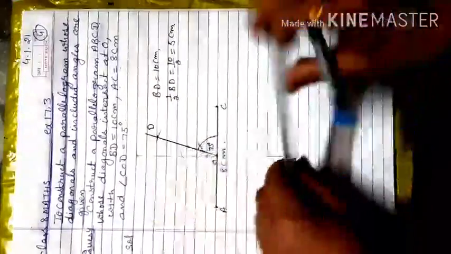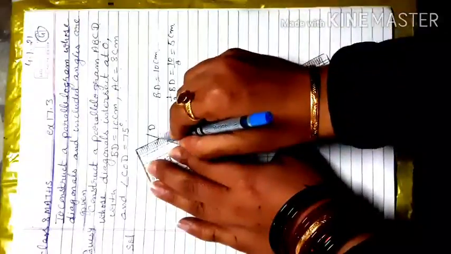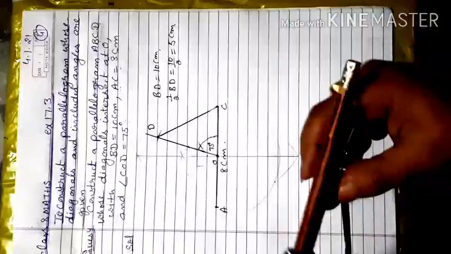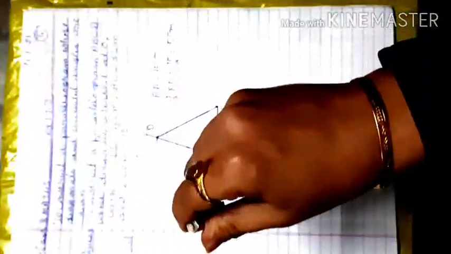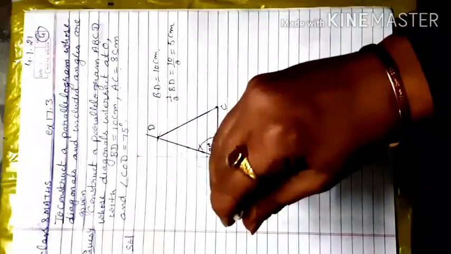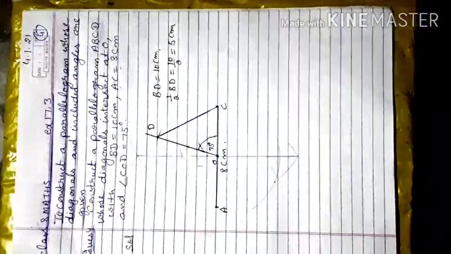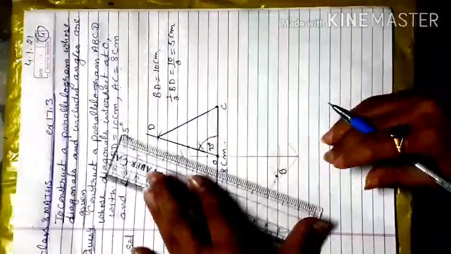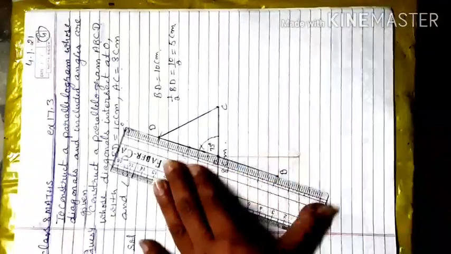So first I join CD. Whatever my measurement of CD is, I measure with the compass. From E, I cut the arc that I already marked as 5 centimeter from center O, with the same distance as CD. That will be my B point. Now I extend this line to B point. So this will also be 5 centimeter.